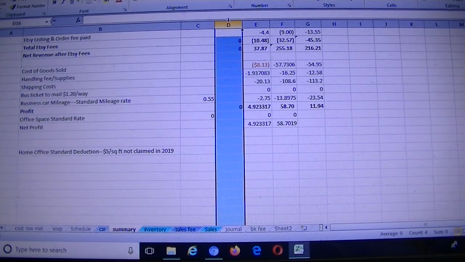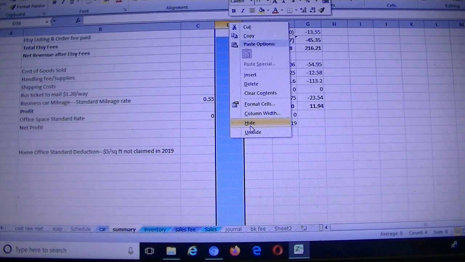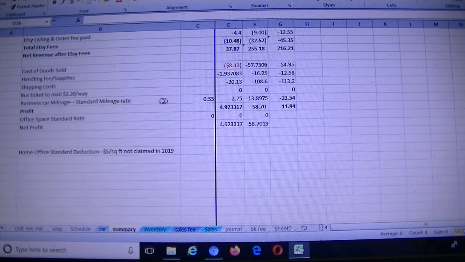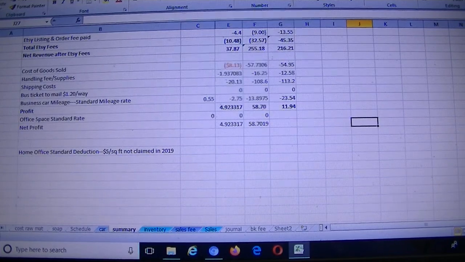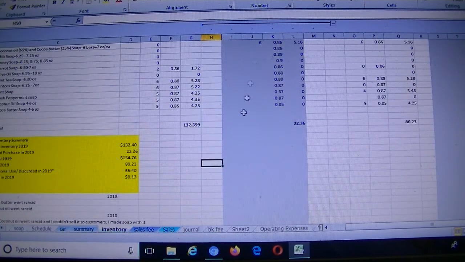Let me hide this section here. And then let me see if I still have the other one. I don't have the other one open here. So let me save this one and close it.